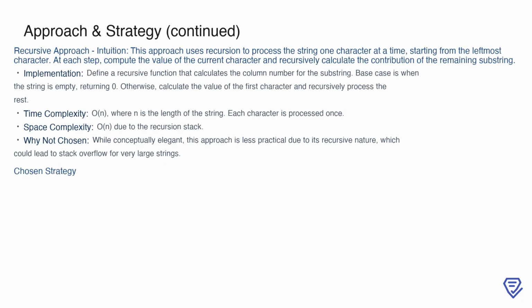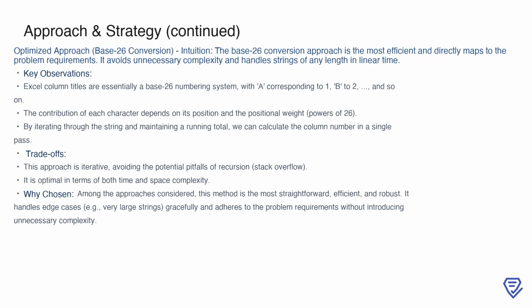While this method is conceptually elegant and has a time complexity of O(n), it comes with a drawback. Its space complexity is O(n) as well, due to the recursion stack. For very large strings, this could lead to stack overflow errors, making the approach less practical for edge cases. As a result, despite its theoretical appeal, the recursive method was not chosen for this solution. The optimized base 26 conversion approach was ultimately selected as the best strategy. It directly maps to the problem's requirements and is the most efficient method available.